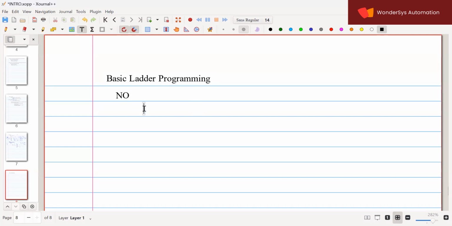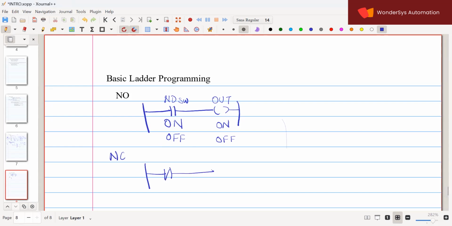Now, this is the rail and this is the rung. Let's say I am using a NO connection. If I make the switch on, what will be the output? On or off? On, madam. If it is made off, then what will be the output? Off, madam. Okay.